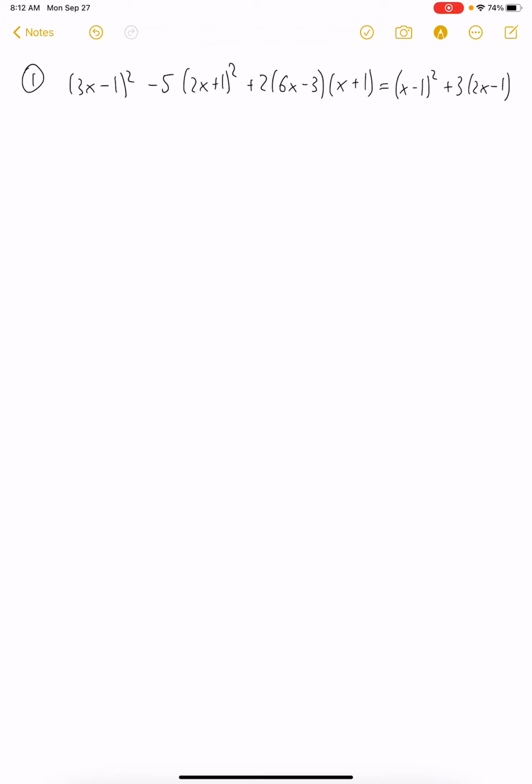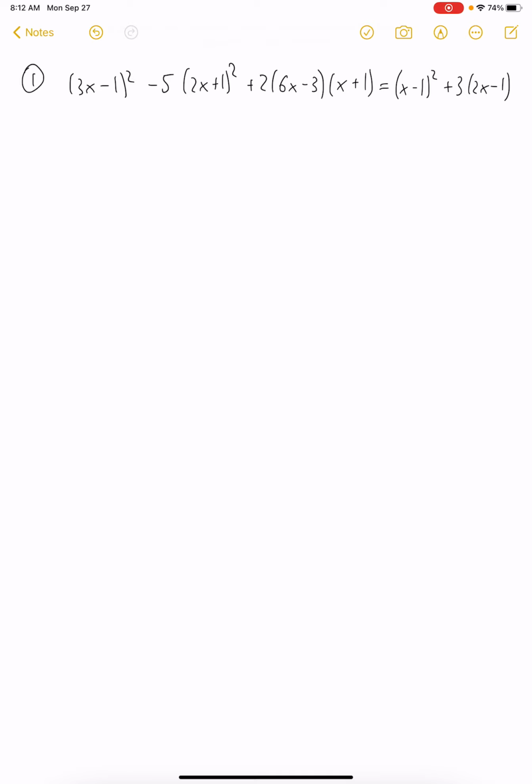Problem number 1. Solve the equation (3x − 1)² − 5(2x + 1)² + 2(6x(x + 1) − 3(x + 1)) = (x − 1)² + 3(2x − 1).